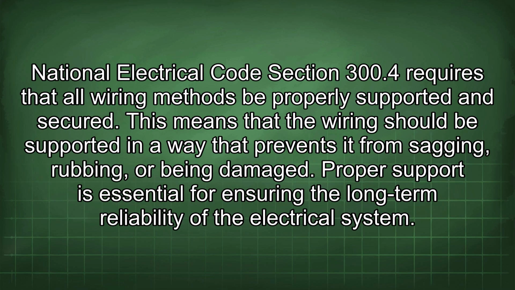National Electrical Code Section 300.4 requires that all wiring methods be properly supported and secured. This means that the wiring should be supported in a way that prevents it from sagging, rubbing, or being damaged. Proper support is essential for ensuring the long-term reliability of the electrical system.